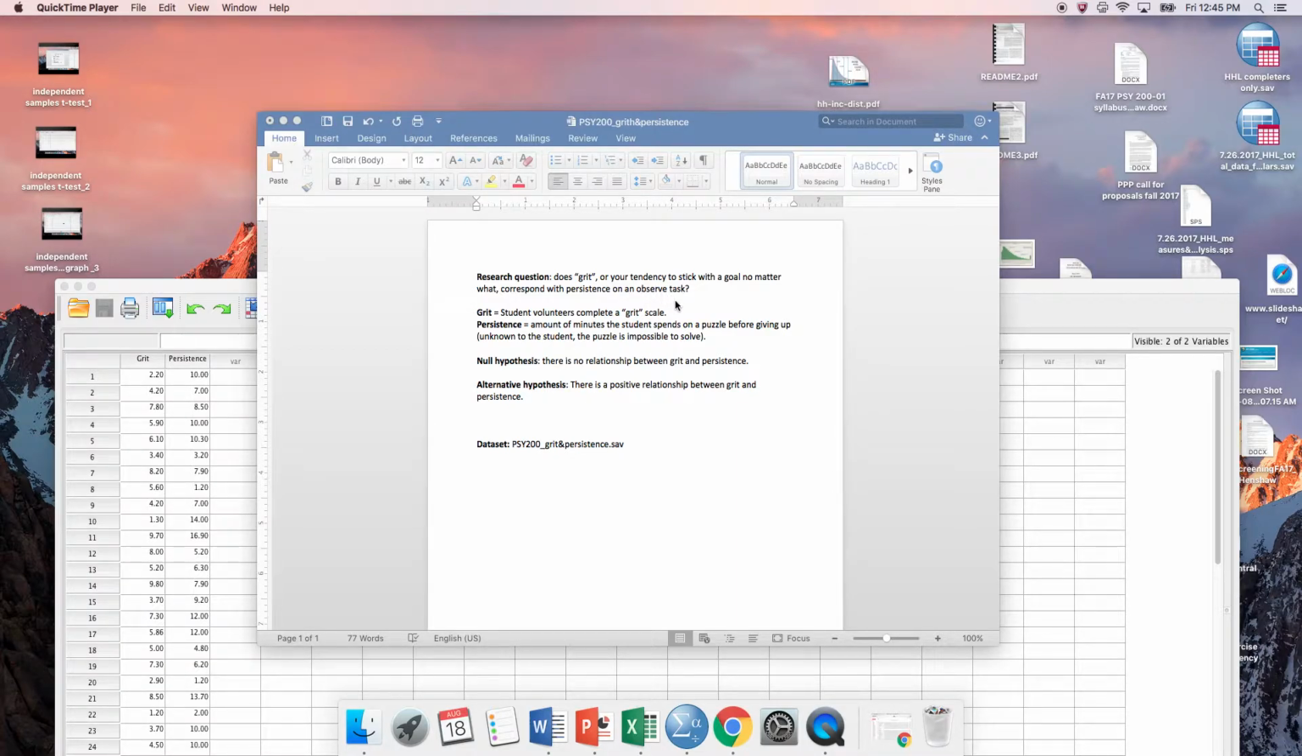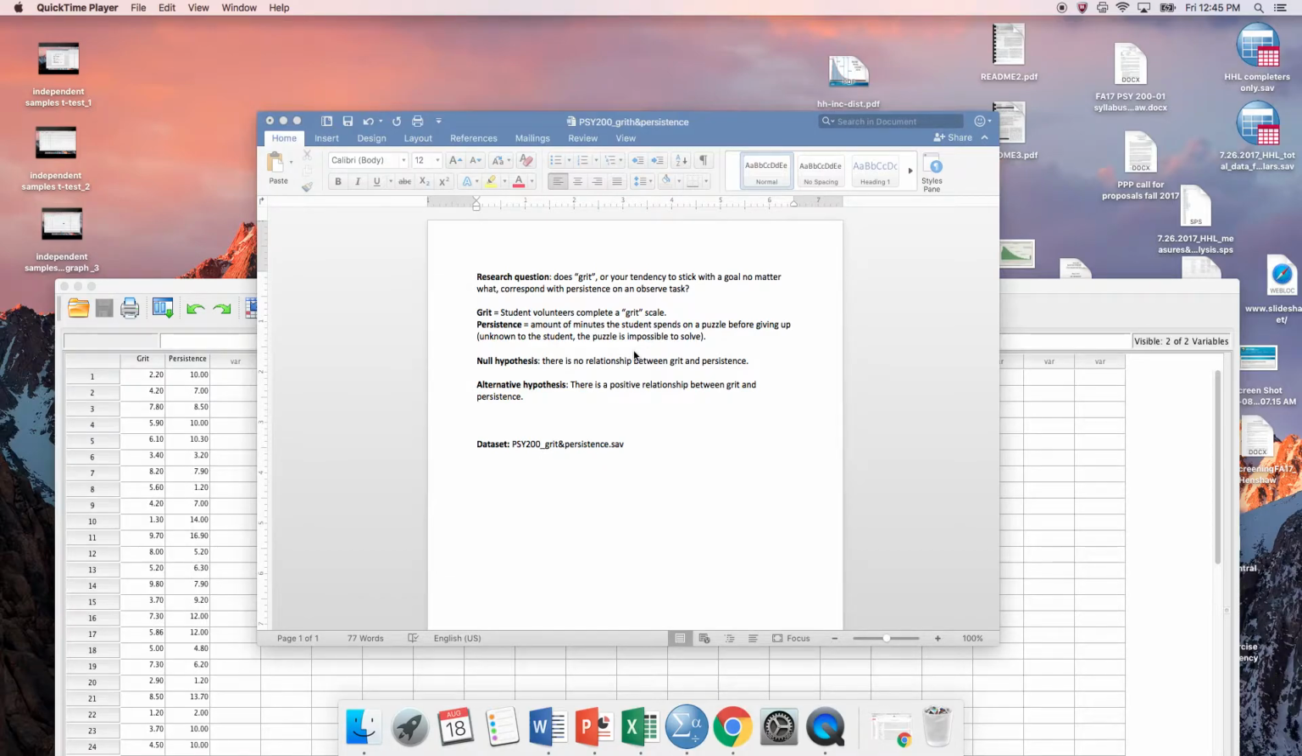So let's imagine this scenario. We have students come into the lab, they complete a scale that measures their grit, self-reported, and they also are then asked to complete a puzzle, and they're told to spend as much time on the puzzle as they feel like they can to be able to solve it. Unknown to them, the puzzle is actually impossible to solve. So really what we're measuring there is persistence. That is the amount of minutes that the student spends on the puzzle before they give up.